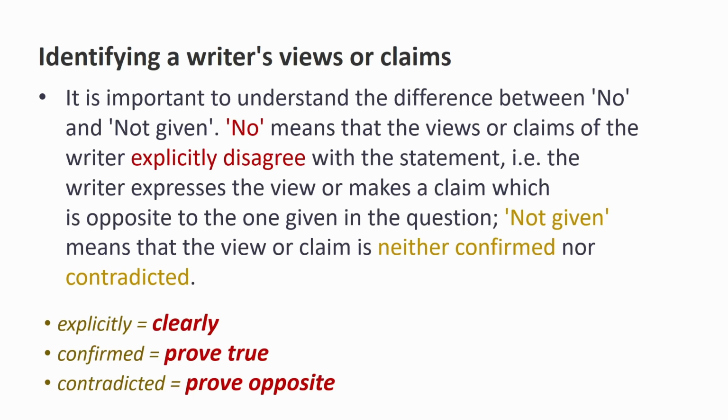In other words, for not given, there is no clue to decide if that is true or not. But for no, it's clearly stated that the answer is the opposite of what the text says. When there is no clue or no information to decide if it's yes or no, that is not given, and actually that would be the best answer. And when the statement is quite the opposite of what the text says, that is no.